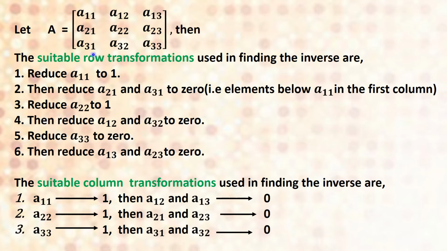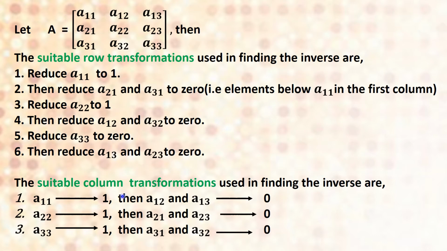Now, after that, the elements in the column containing that element A22, that is above and below the element A22, make it 0. Then you can use the suitable transformation for that. Now reduce A33 into 1, and then reduce the elements above the A33 into 0. So these are the particular steps we have to follow to convert the given matrix A into I in the left hand side of the equation.